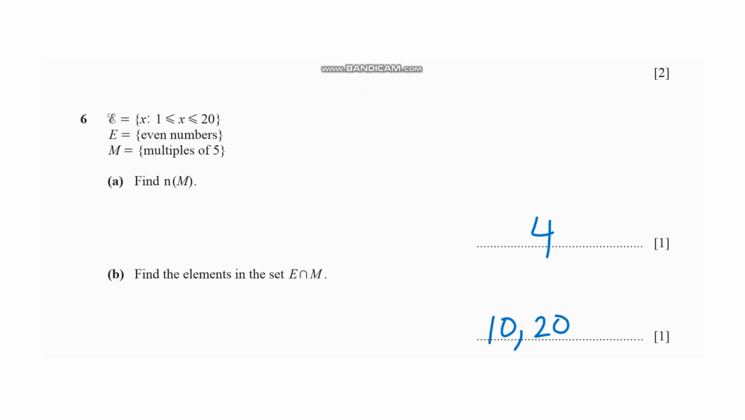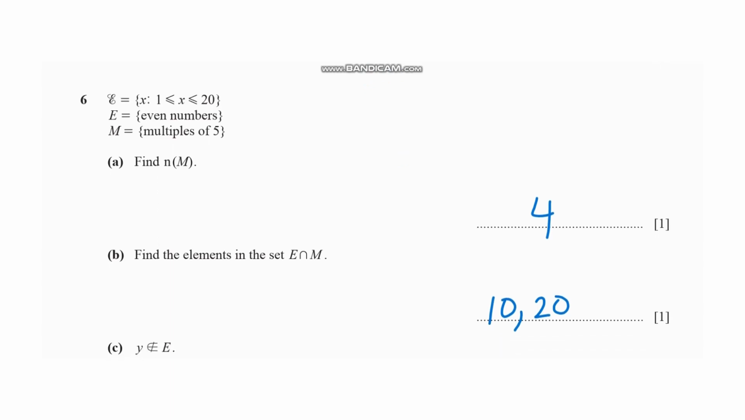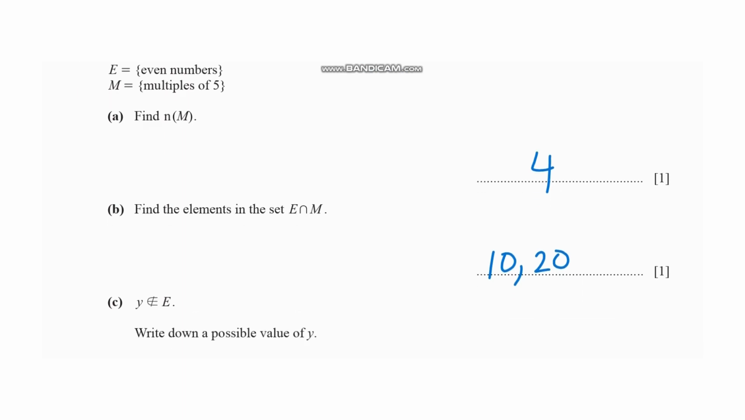Question 6 states, we have the universal set E between 1 and 20. E is even numbers, M is multiples of 5. Find n(M). So n(M) means the number in M, which will be 4. Then part B states, find the elements in the set E and M.